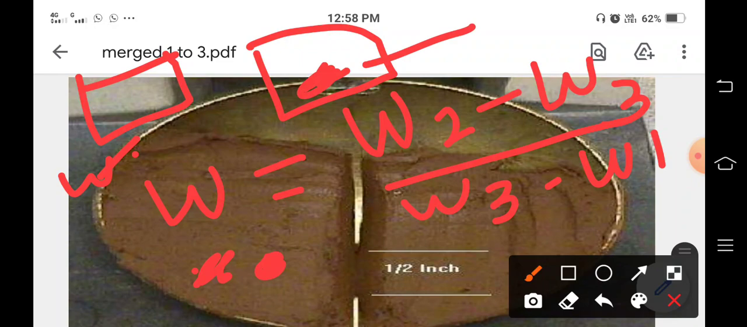Then place this container in the oven for 24 hours at a temperature of 105 degrees Celsius. After 24 hours, all the moisture present in this soil sample disappears. Take its weight again, and that is called W3, the weight of container plus dry soil, because all the water is removed by the heat of the oven. So W1 is the weight of empty container, W2 is the weight of container plus wet soil, and W3 is the weight of container plus dry soil. From that we can find out the water content.